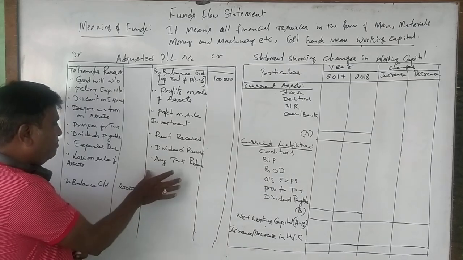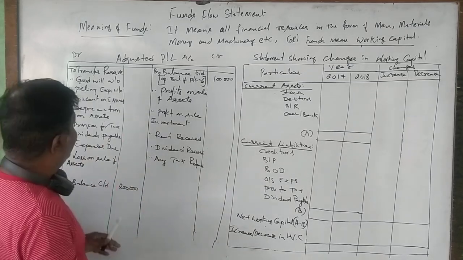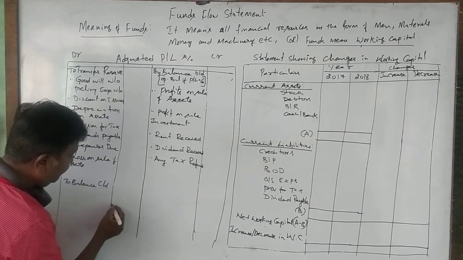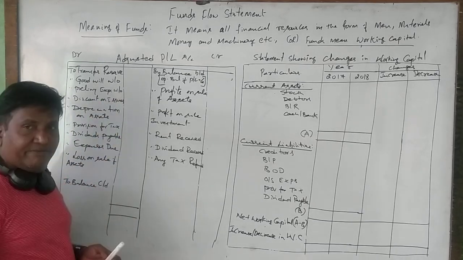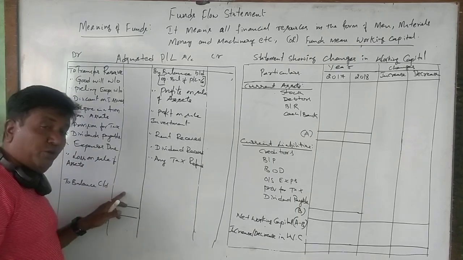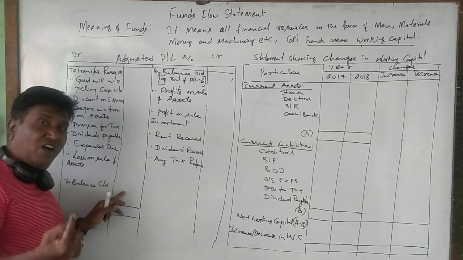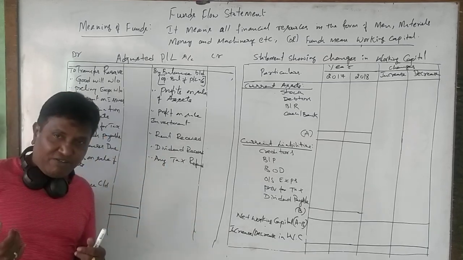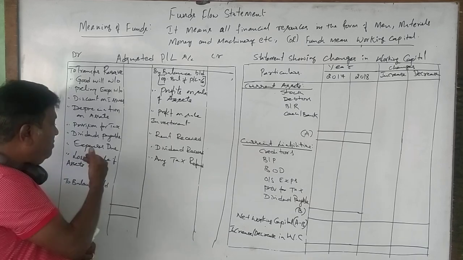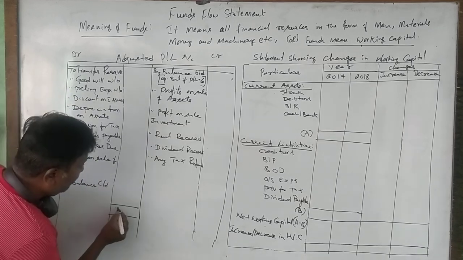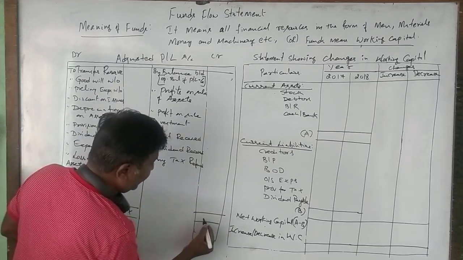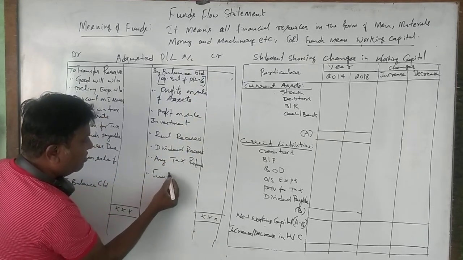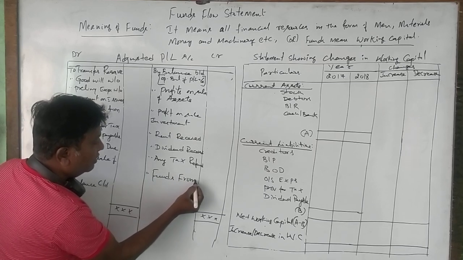Now, the purpose of preparing this adjusted profit and loss account is this. The profit we have shown here is after appropriation or after adjustments. Now what we are doing is going back, that means we are retrieving it, we are adding it back. All these non-operating and non-cash expenses are added to this profit. So your debit side will be more than the credit side. From the total credit side, if you deduct all these points, the balance amount we call funds from operation.